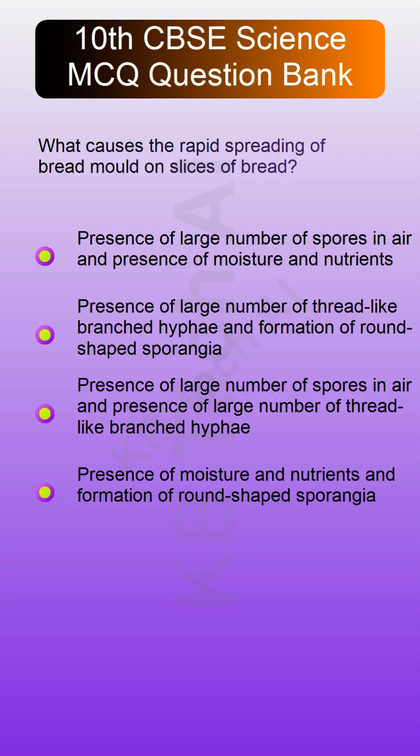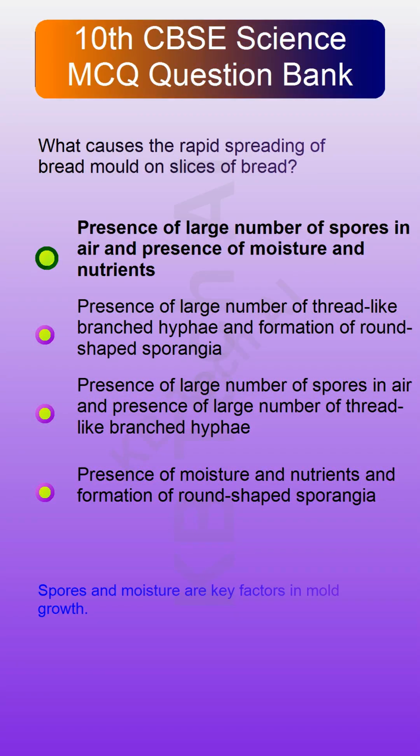What causes the rapid spreading of bread mold on slices of bread? Option 1, presence of large number of spores in air and presence of moisture and nutrients. Option 2, presence of large number of thread-like branched hyphae and formation of round-shaped sporangia. Option 3, presence of large number of spores in air and presence of large number of thread-like branched hyphae. Option 4, presence of moisture and nutrients and formation of round-shaped sporangia. The answer is, option 1, presence of large number of spores in air and presence of moisture and nutrients.